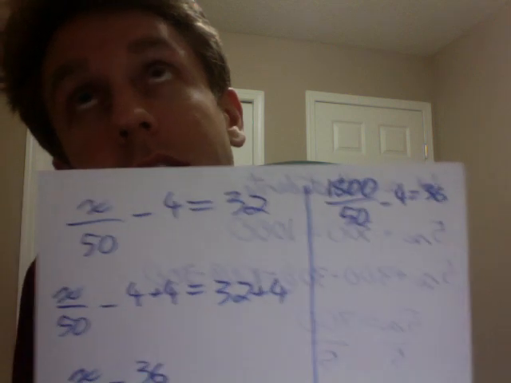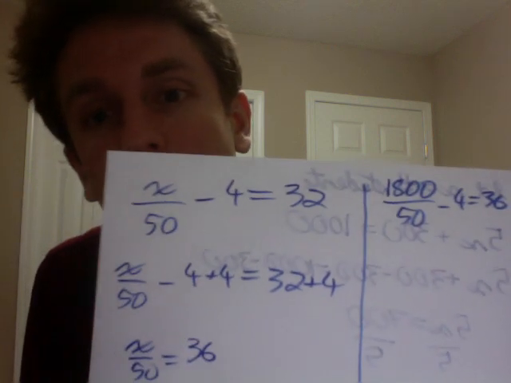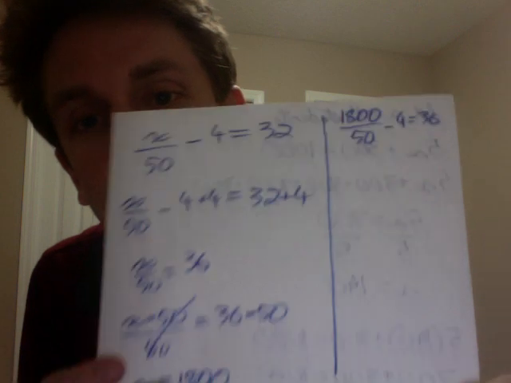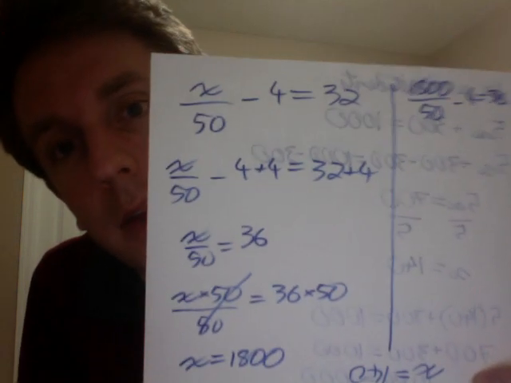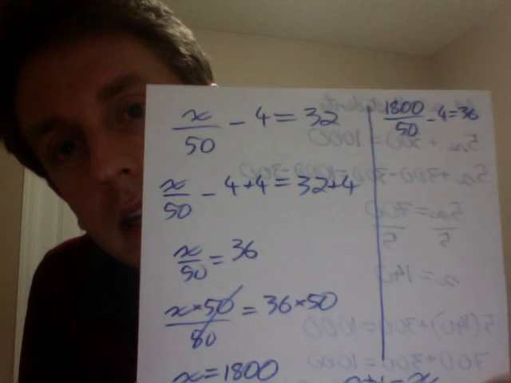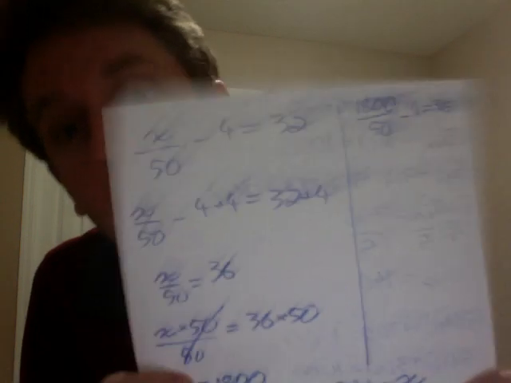But why not confirm that by putting it into the equation and solving it? So I'm going to go with the original one. 1,800 divided by 50 minus 4 equals 36. Okay, so 1,800 divided by 50 comes out to be 36. Wait a second. Hold up. 1,800 divided by 50, that is 10, 20, 30. Oh no, hold up. I made a mistake here.